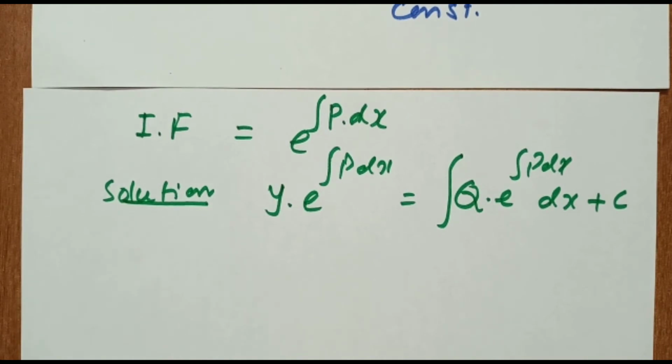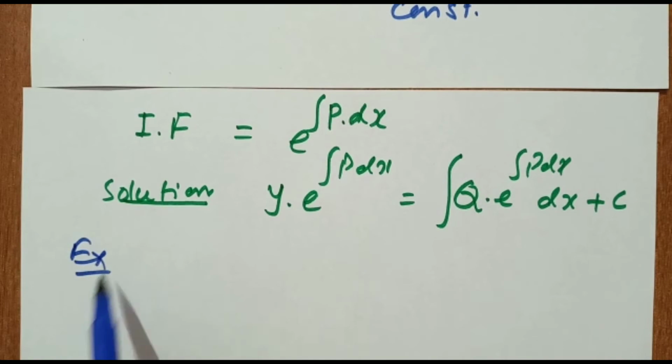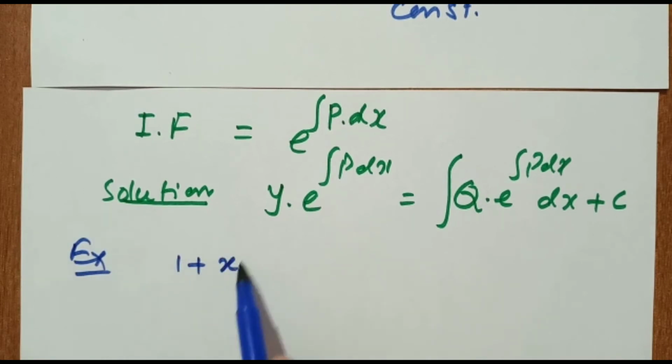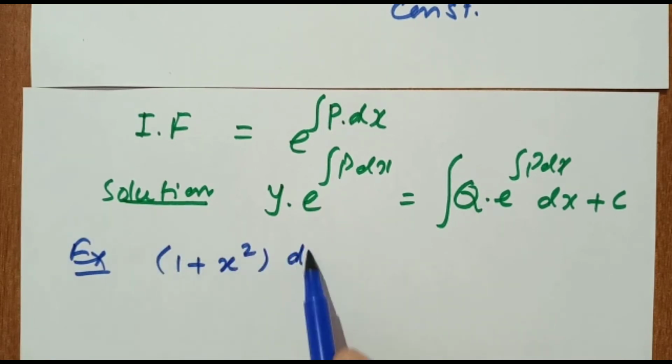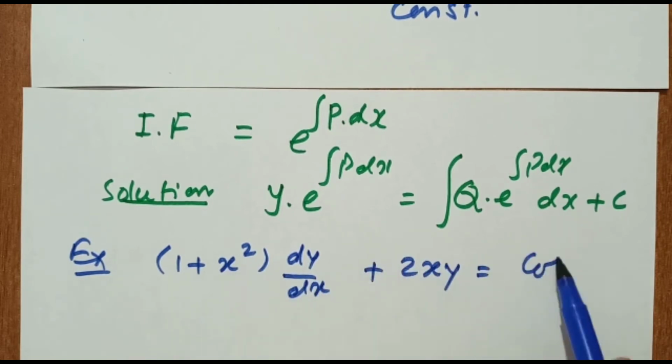One example I want to explain, a very easy example. Suppose this is the differential equation: 1 plus x square times dy by dx plus 2xy is equal to cos x.